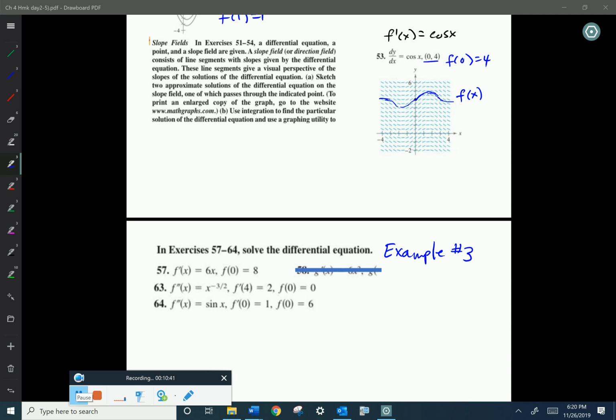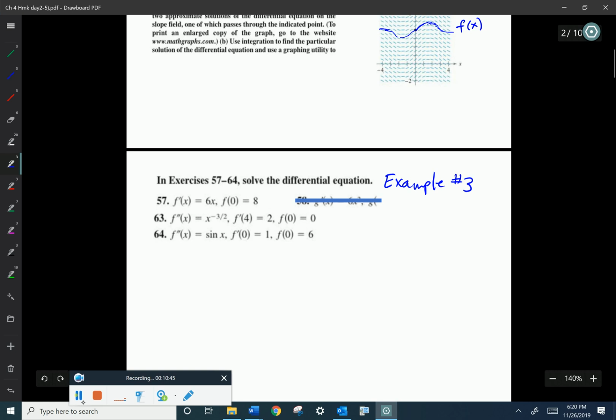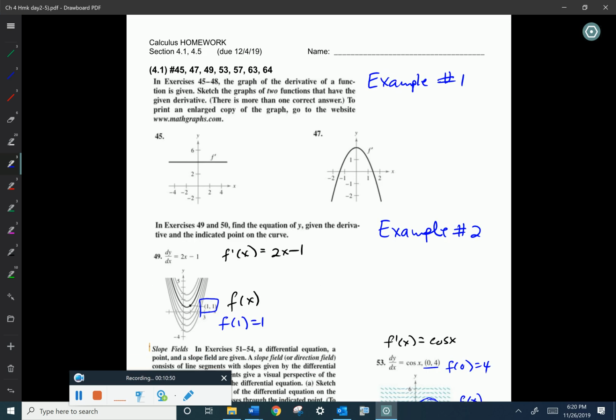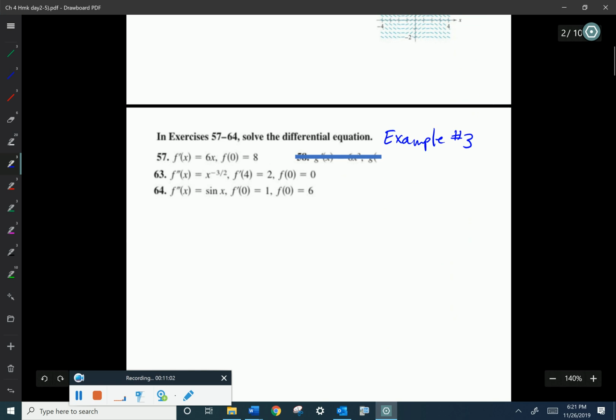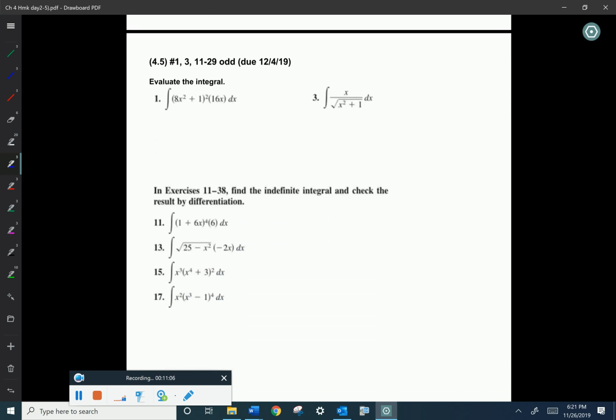As I was saying, the last part of the 4.1 homework is going to be very similar to example 3 that we did in the notes. Now, I do want to point out your homework is not just the rest of section 4.1. So you'll notice this is the part from section 4.1, but it's also the first part of 4.5. And you'll see right here it starts section 4.5. This is also going to be what's due on Wednesday.